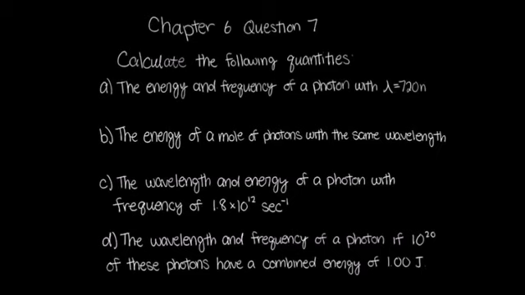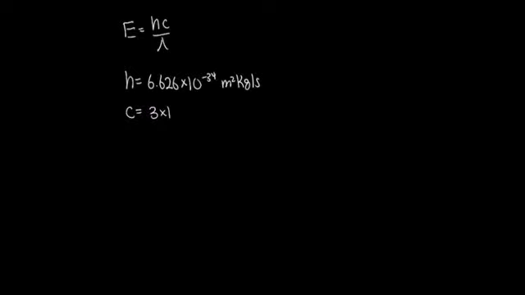Part A says to calculate the energy and frequency of a photon with a wavelength of 720 nanometers. We'll start with the wavelength first. The relationship between energy and wavelength is given by the following equation. E equals hc over lambda, where h is equal to Planck's constant, or 6.626 times 10 to the negative 34th meter squared kilogram per second. And c is the speed of light, or 3 times 10 to the 8th meters per second.